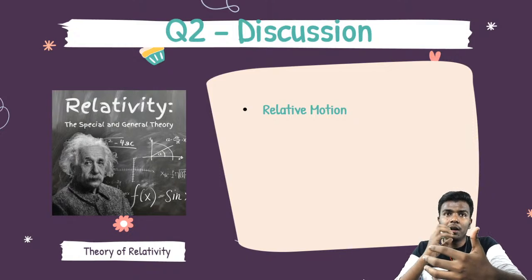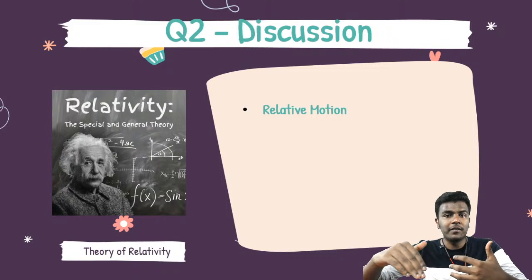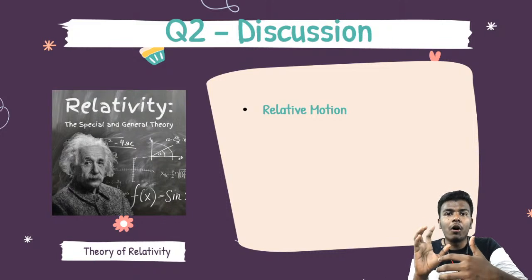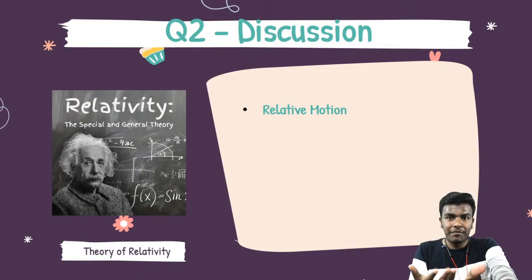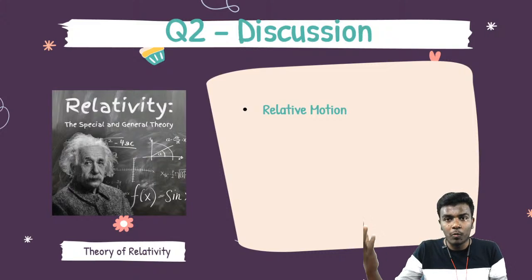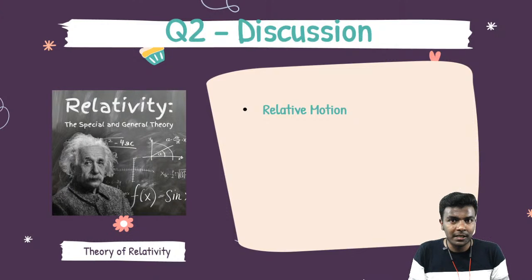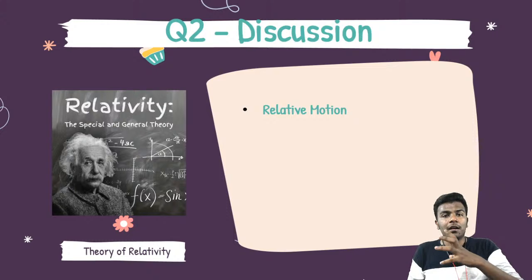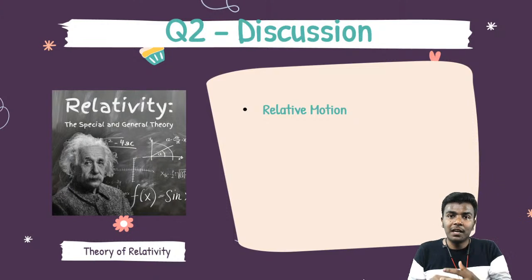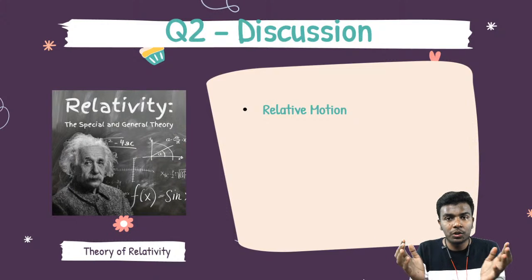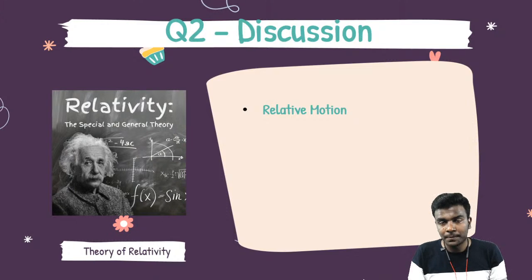The vehicle is already running at 5 km speed, and I'm going to throw a ball at 2 km speed. So my friend will receive the ball at only 2 km speed. But if I place my friend on the ground and throw the ball to him, he will receive it at 7 km speed, because the vehicle is already running at 5 km per second, as well as I'm throwing a ball at 2 km, so totally it will be 7 km. That is a normal relative motion.